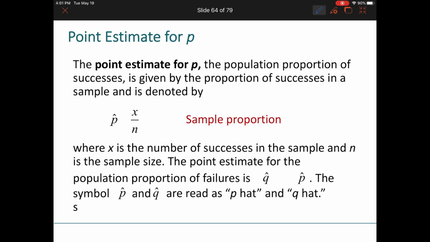The population proportion, of course, as from the binomial theorem, we had the probability of success in a single trial of a binomial experiment is P. And yes, P hat, the sample version of that, is just X over N, and that's a sample proportion, as you can see yourself. X is the number of successes in the sample, and N is the sample size. Sometimes they ask you to figure that out. We haven't done that in a little while. And so the point estimate of the proportion of failures is Q hat equals 1 minus P hat.